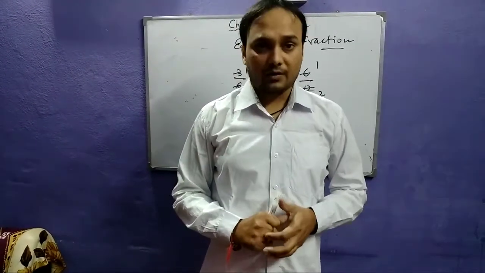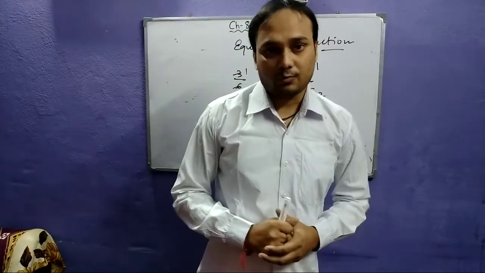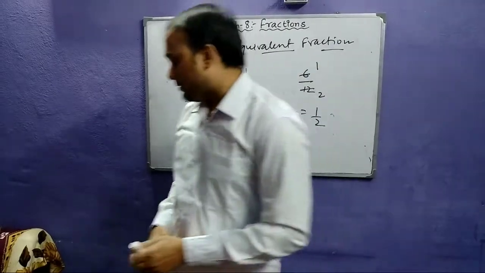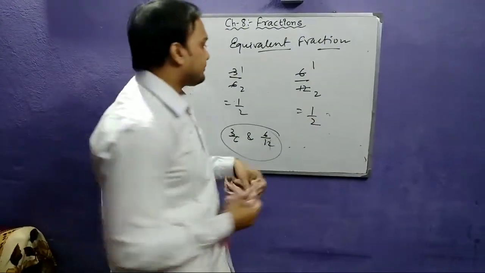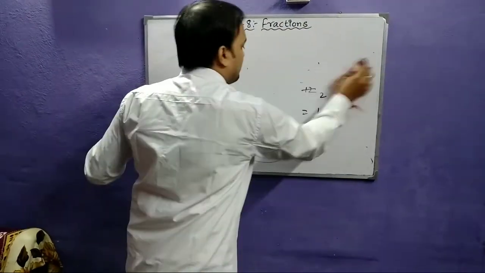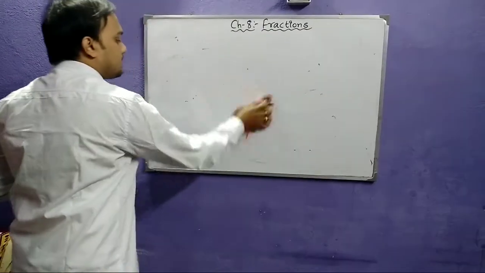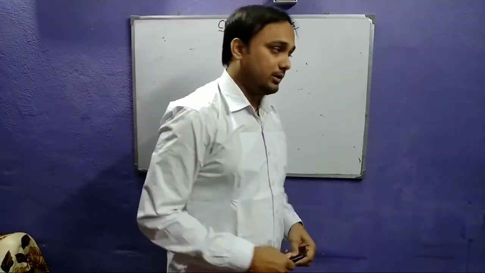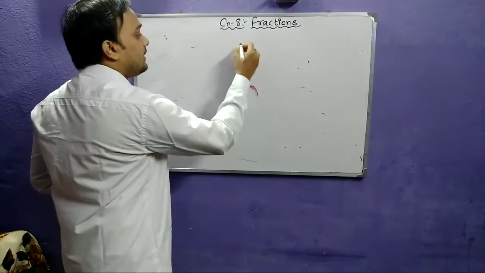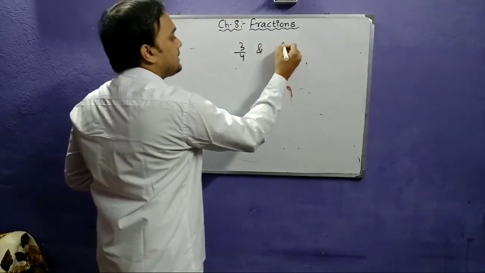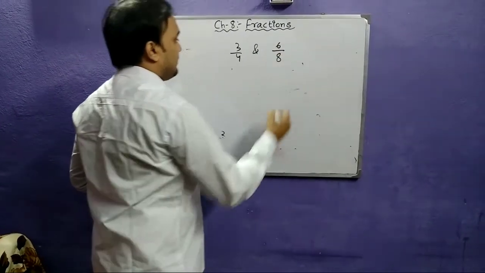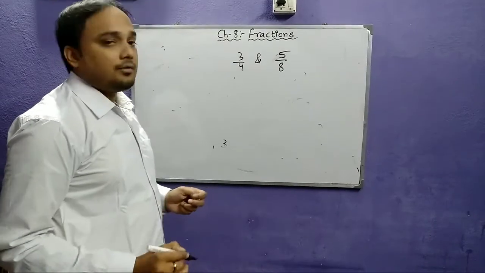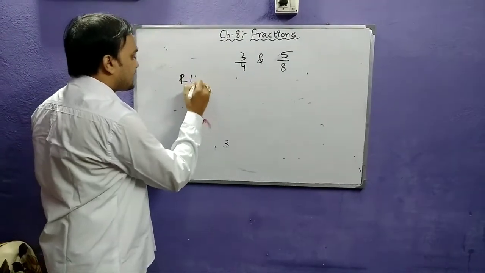But there is one more alternative method to check whether two fractions are equivalent or not. I am going to elaborate both methods here on the board. Now we will understand, students, how to check whether two given fractions are equivalent or not. Suppose we take two examples, 3 by 4 and, not 6 by 8, let us take 5 by 8. Now, this is process number 1.